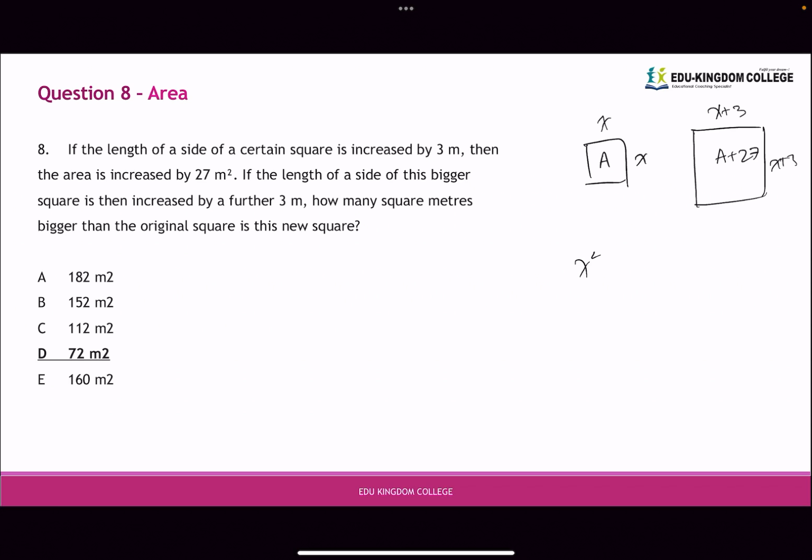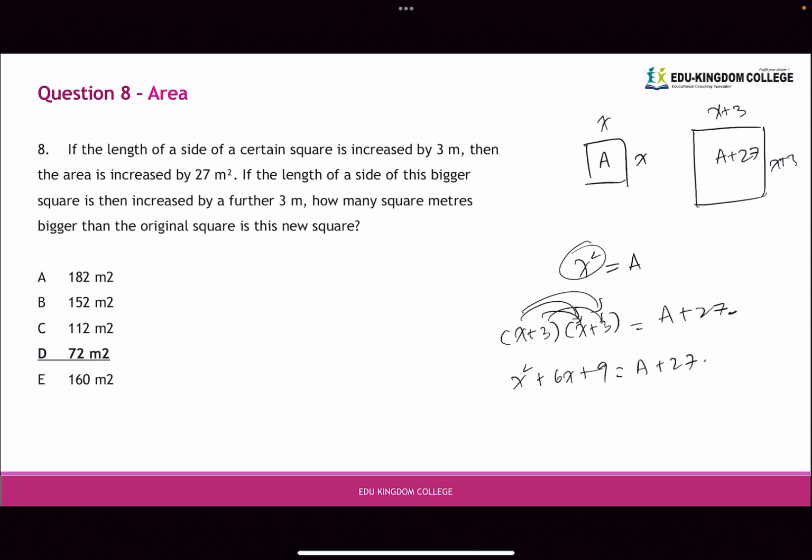x squared, or x times x, equals A. Now, x plus 3 times x plus 3 equals A plus 27. So that's going to be x squared plus 3x plus 3x plus 9. So that's x squared plus 6x plus 9 equals A plus 27.